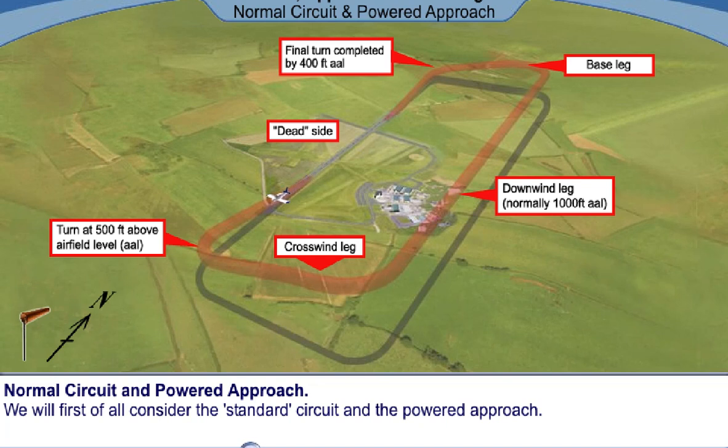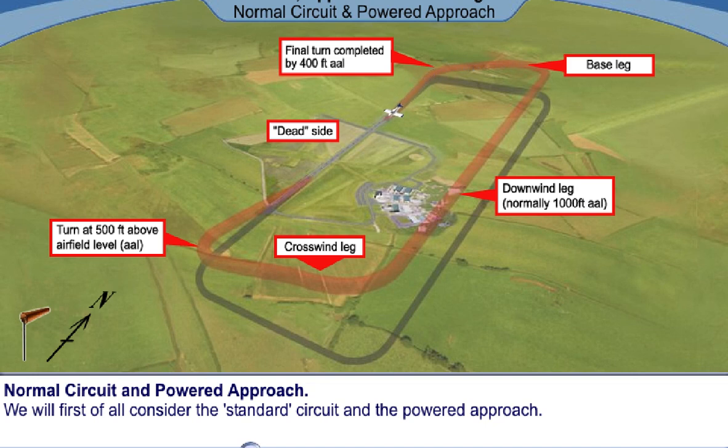The normal circuit, shown here, is the first type of circuit, approach and landing, that you will be shown. This pattern is regarded as the standard circuit, all other types of circuit being related to and explained by means of this standard circuit. We shall therefore break this circuit down into its component parts and discuss each in turn. The approach we shall consider from this standard circuit will be the powered approach.